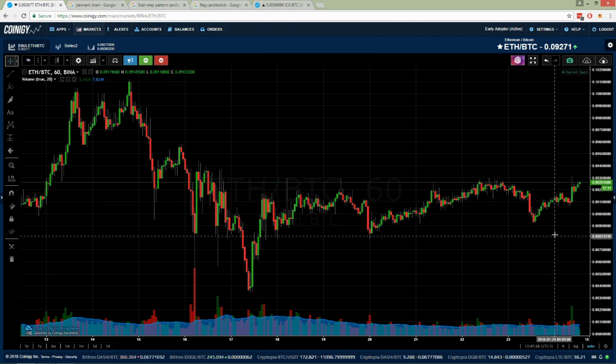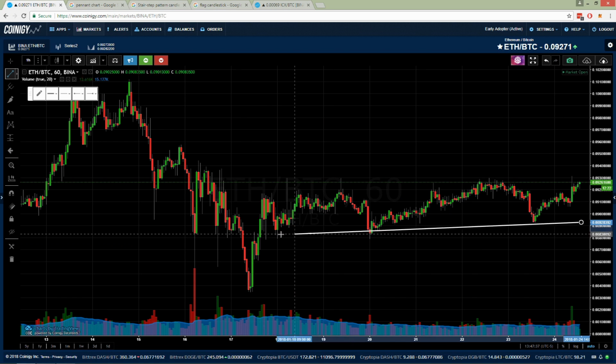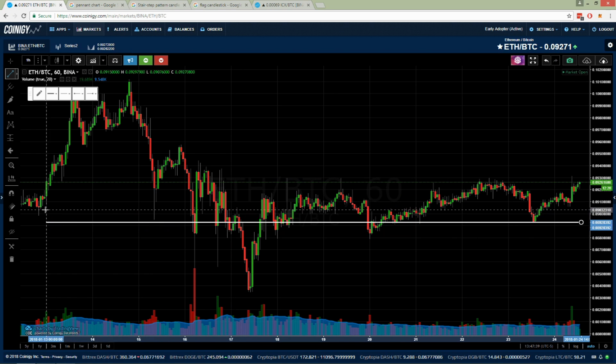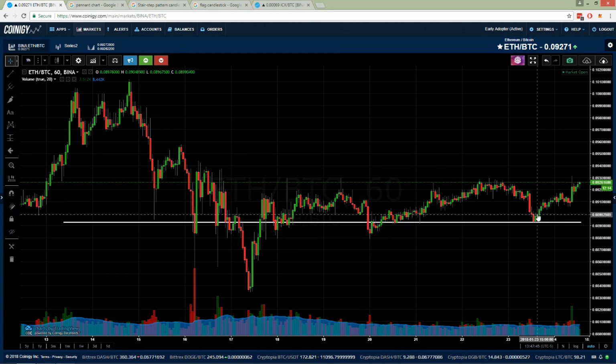What I would do is take a look at where this has fallen to. If you have a charting software like this, I would draw a line all the way over as far as you can go. And that gives you an idea of where the support is for this.